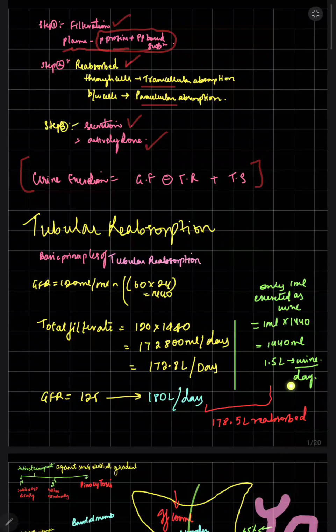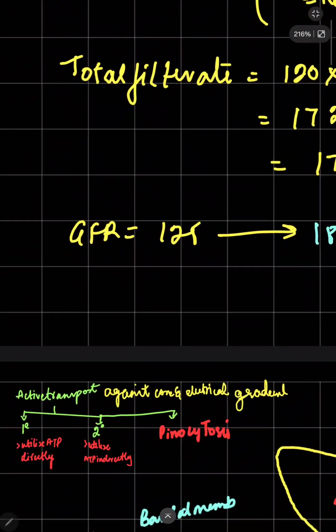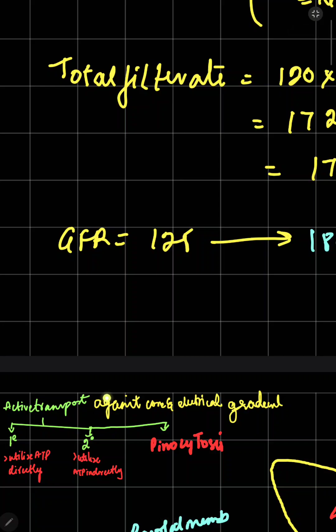So when we look at the filtrate and the excreted urine, maximum around 178.5 liters has been reabsorbed by the PCT tubules. Now let's focus on a basic thing before moving deeper. We have active transport, which is done against the concentration gradient and electrical gradient. It is of types: primary and secondary. Primary is something which utilizes ATP directly, right? Secondary is something which utilizes the gradient created by the primary active transport. So it is secondary active transport; ATP is utilized indirectly. And pinocytosis is something in which the cell will engulf something, right? And energy is required in that process too.